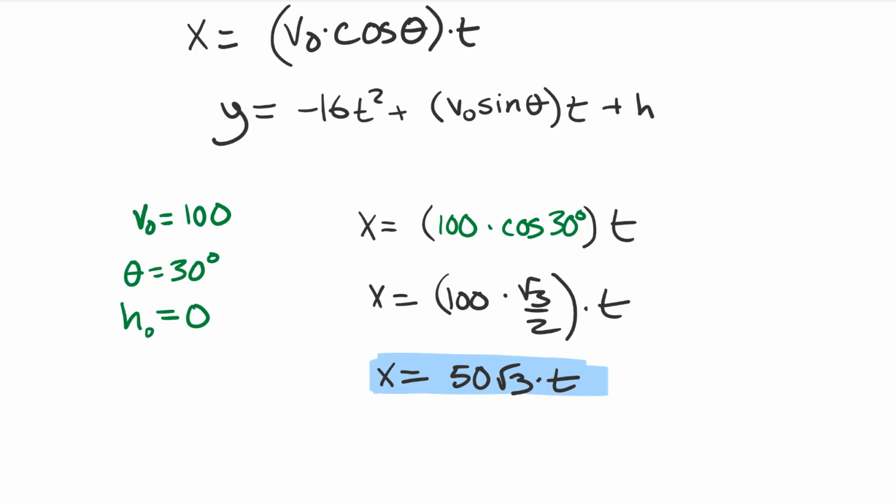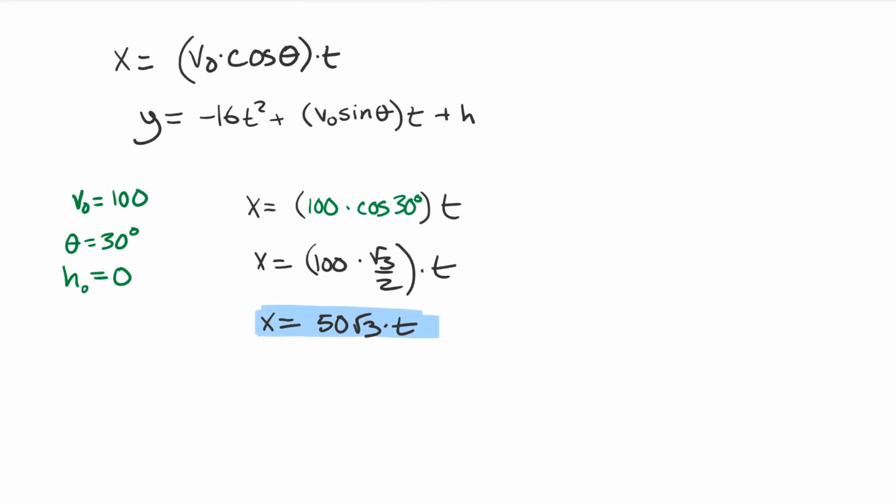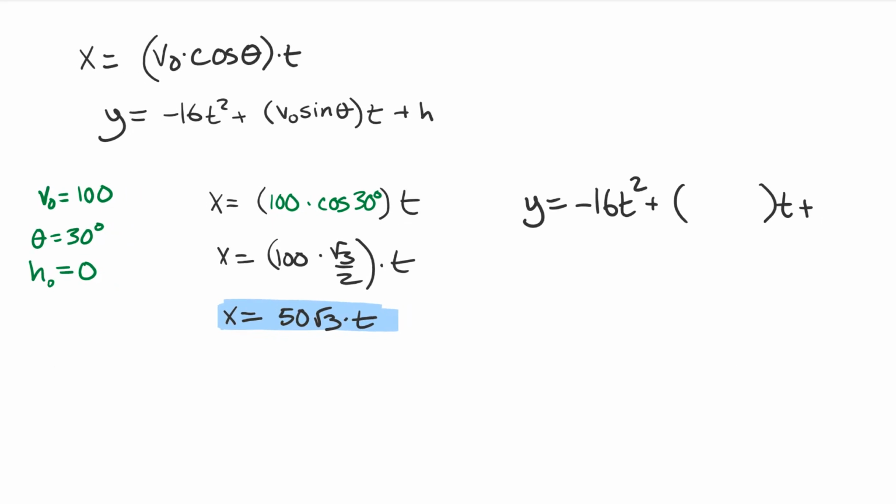Now, the more challenging one, of course, is to plug into y. There's more stuff. Okay. Well, y is equal to negative 16t squared. That's not going to change. Plus, we're going to need to plug in for t, plus our height. Okay, let's go. So our v naught is still equal to 100, except instead of plugging into cosine, we're going to plug into sine. So we say sine of 30 degrees. And then we need to add that height. The initial height was 0, so we can ignore it.